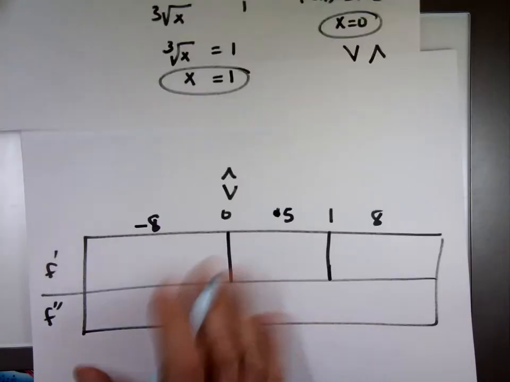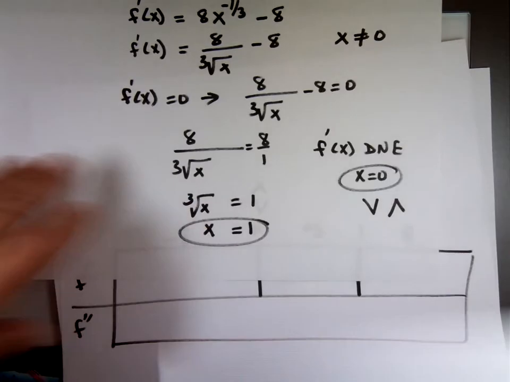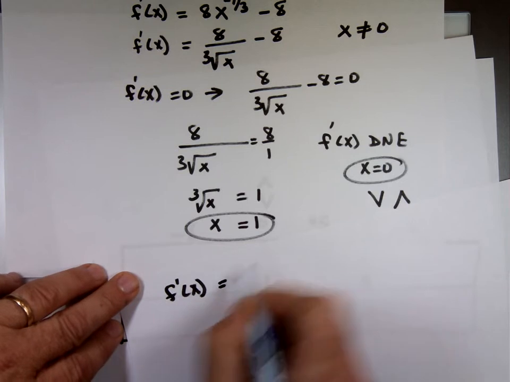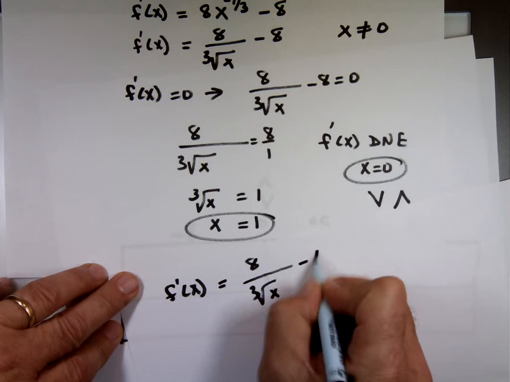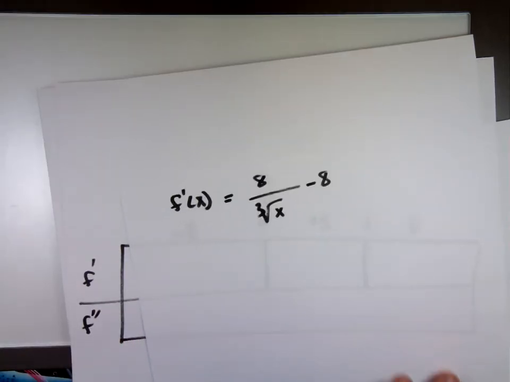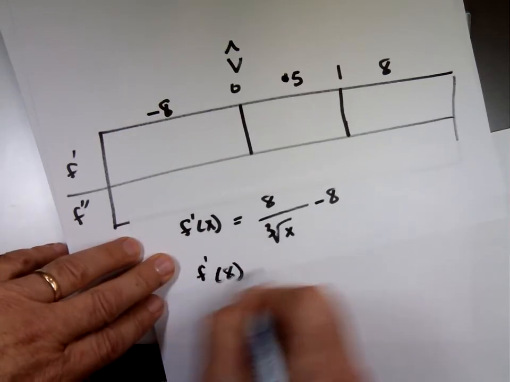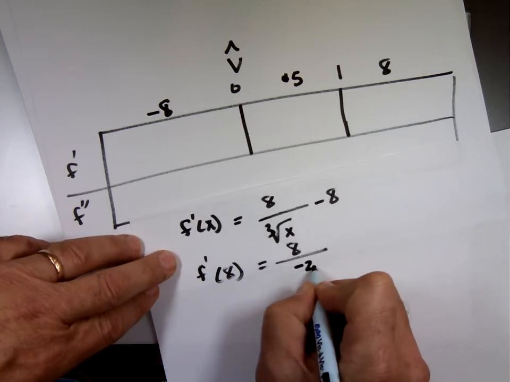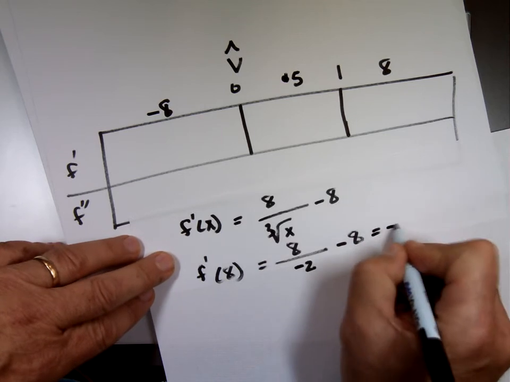New sheet. So this is f prime of x. Well, I'll leave the paper. I might need it. So what is the derivative at minus 8? It's 8 over what? This will be a negative 2 minus 8. That's negative, negative. I don't care. It's negative, right? I don't care about the value. That's what I meant. Decreasing.